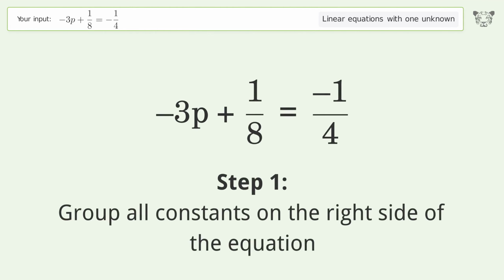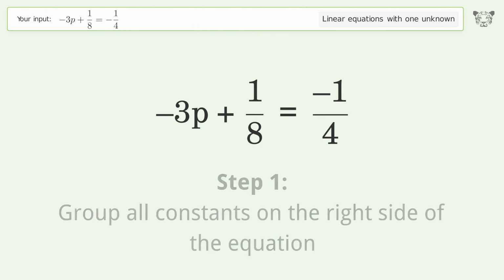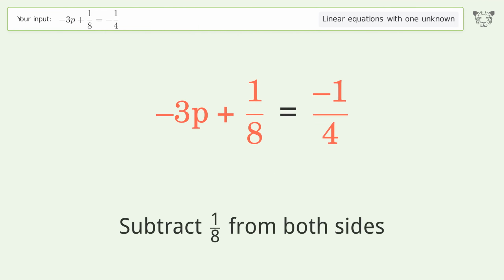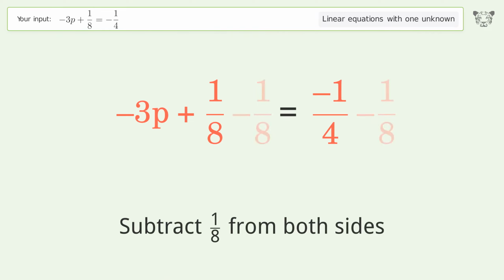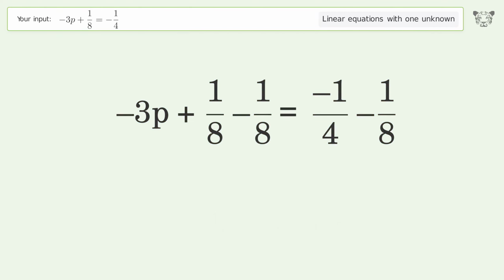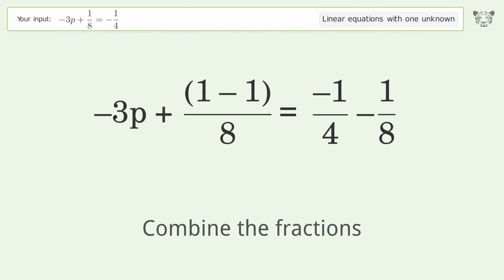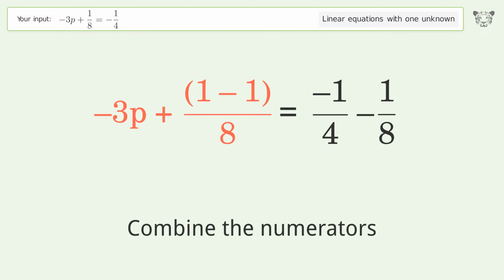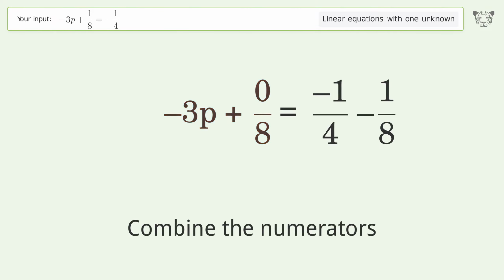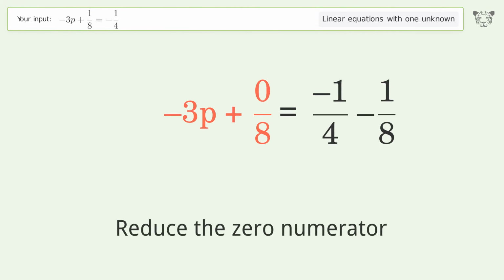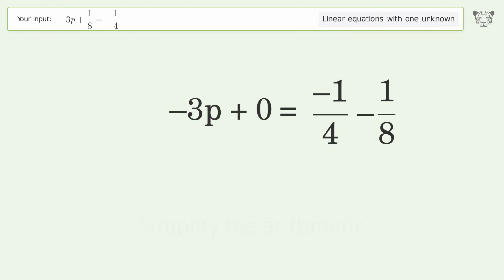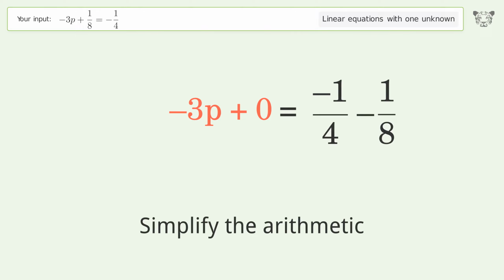Group all constants on the right side of the equation. Subtract 1 over 8 from both sides. Combine the fractions. Combine the numerators. Reduce the zero numerator. Simplify the arithmetic.